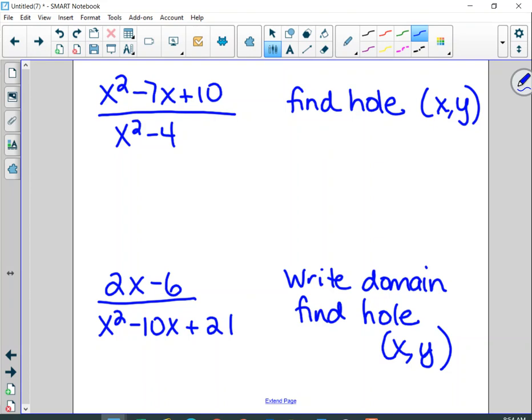Okay, so you factor the denominator, right? Denominator builds domain. D for denominator, D for domain. So zeros of the denominator break apart the domain. So my denominator breaks out to a 7 and a 3, and those are my zeros.